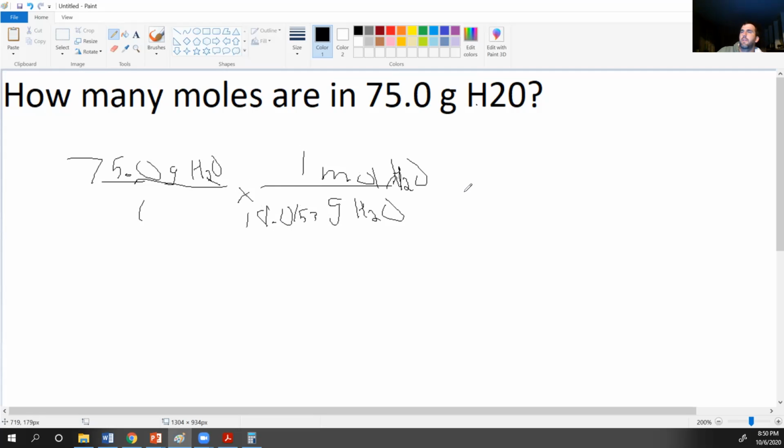So now to solve this out, grams H2O cancel. I would do 75 divided by 18.0153, and that equals 4.63. I need 3 significant figures, so 4.16 moles H2O.